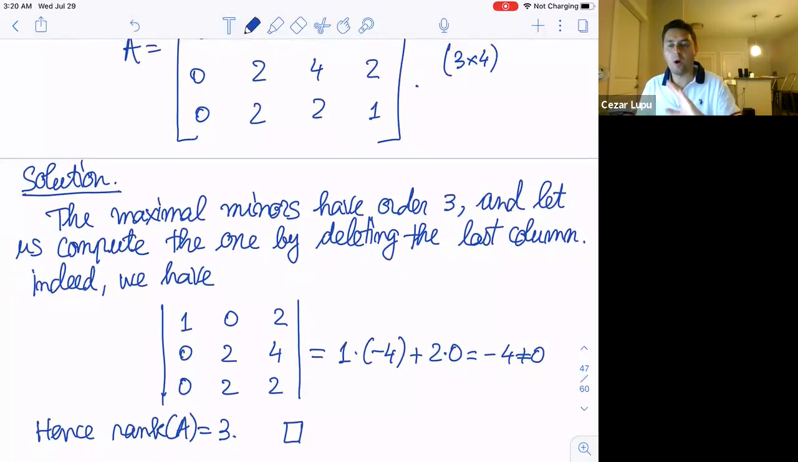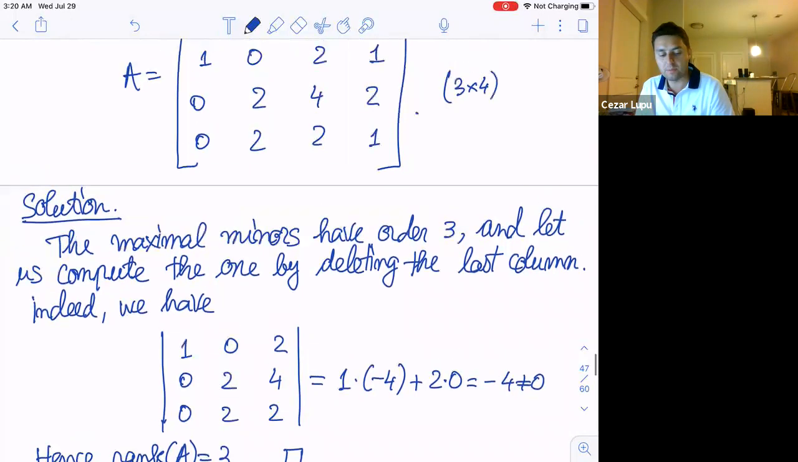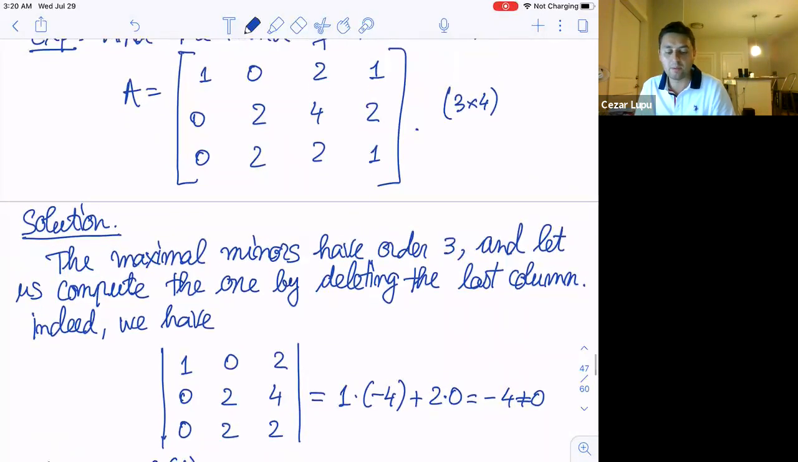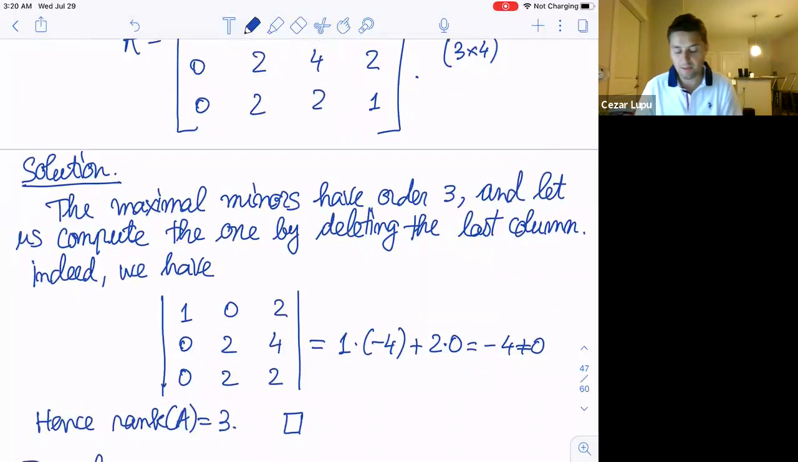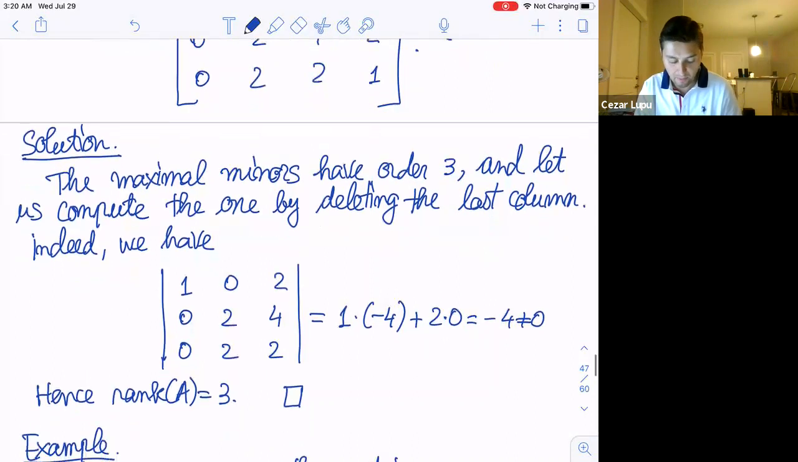3. Anyway, whenever I have a non-square m by n matrix, the rank will always be less than or equal to the minimum between m and n. So in this case, right from the start, the rank of A was less than or equal to the minimum between 3 and 4, which is 3. In fact, it's actually 3 because we found a non-zero minor of order 3, and we're done. We can stop here.